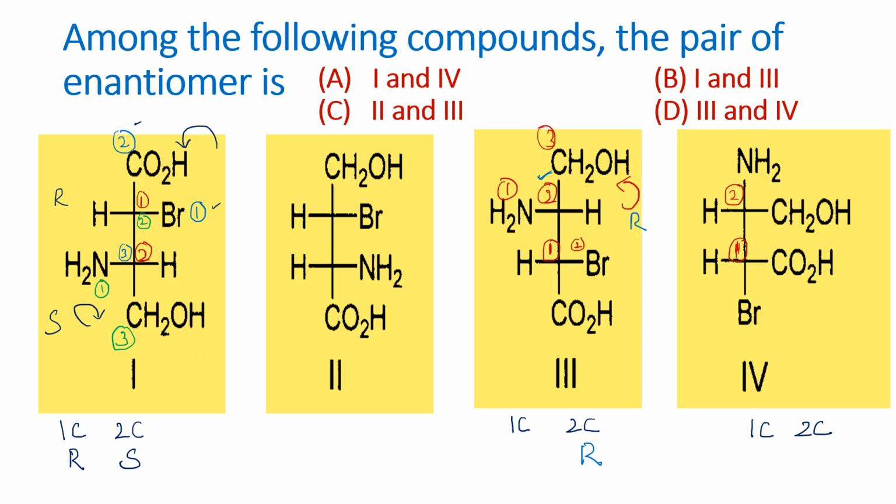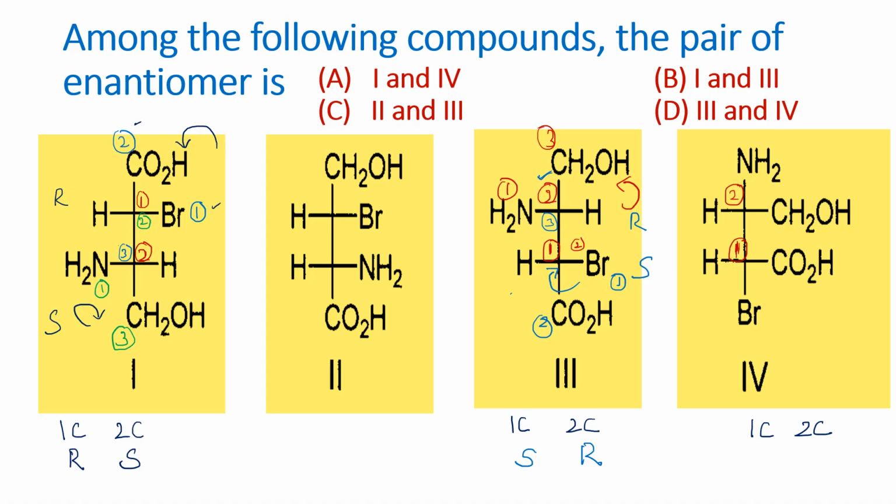Likewise, when we see the first carbon, again bromine will get the priority. Then we have the carboxylic acid group, which gets the second priority, and then the chain. So if you see, they are in the clockwise direction, but then it is S. So the first carbon is S.